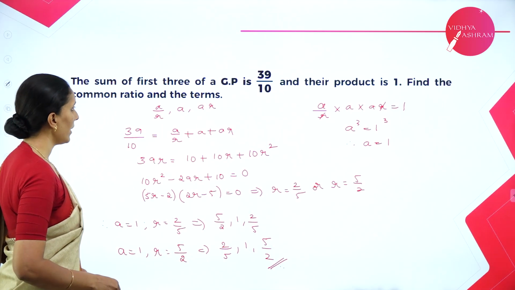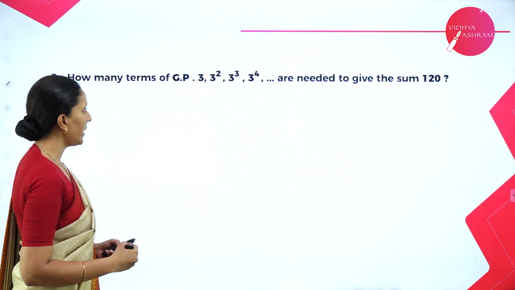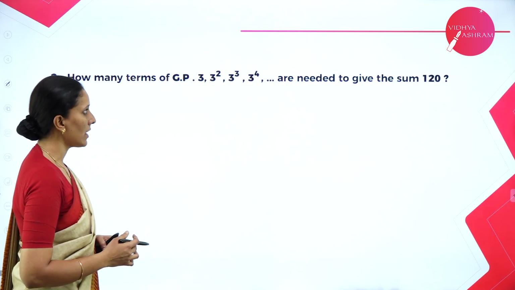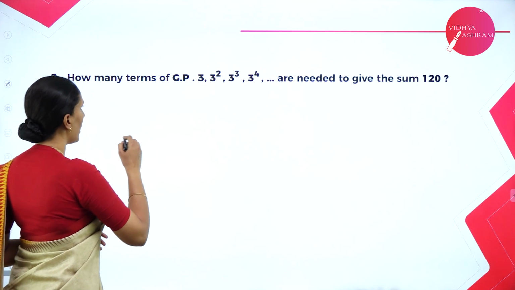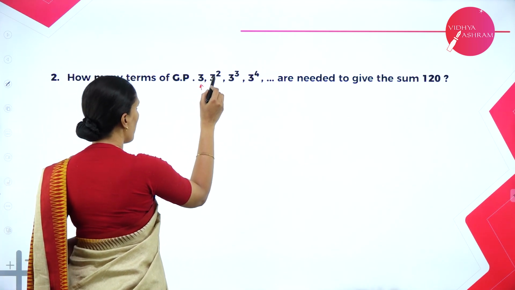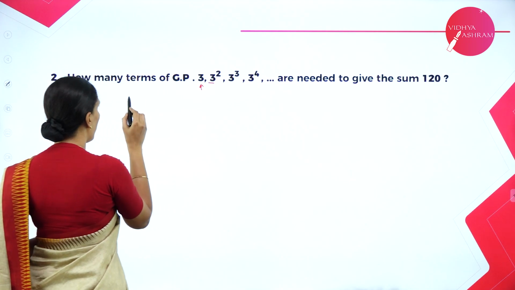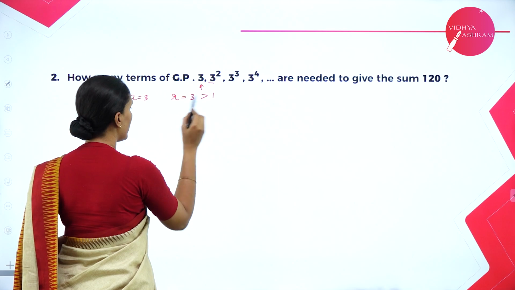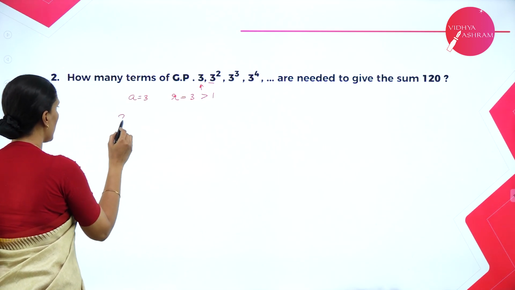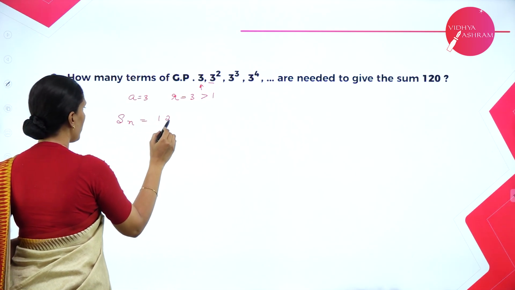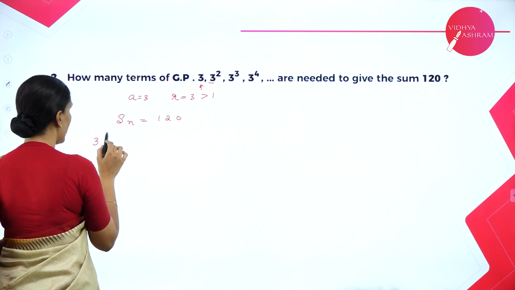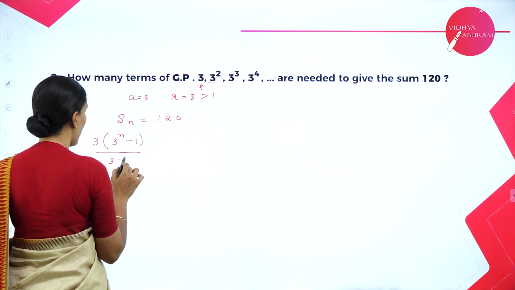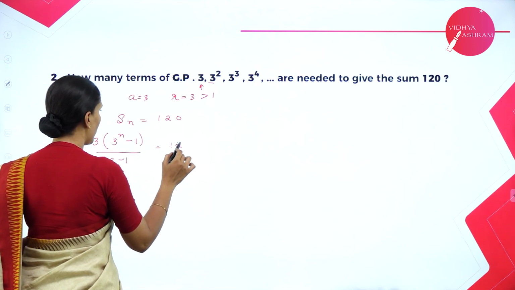Now here in this session, next one: how many terms of GP 3, 3 square, 3 cube, 3 power 4 are needed to give the sum 120. So here the first term is 3, the common ratio is also 3. So therefore A is equal to 3 and R is equal to 3, R is greater than 1 here. They have given Sn is equal to 120. Now using the formula, I can write this as 3 into 3 power n minus 1 divided by 3 minus 1 is equal to 120.